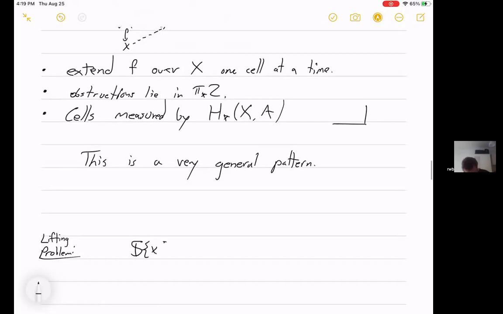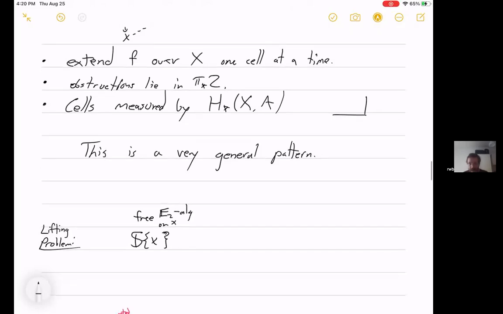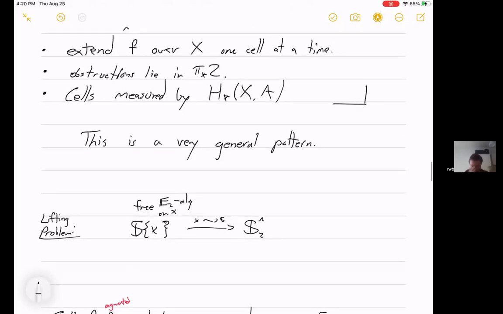The thing that's easy to do is I can take the free E2 algebra on a class X, and I can map that to the 2-complete sphere by sending X to 8. That's an E2 algebra map, and we're working in the category of E2 algebras. It being free is what makes it so easy to make this map. I have this polynomial E2 algebra, and I can send X to X, so I get a map like this. And so we have an extension problem. I wrote lifting problem when I should have said extension problem. We want to solve this extension problem and make our map.